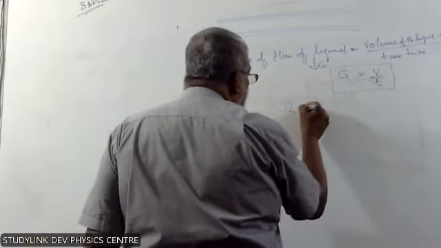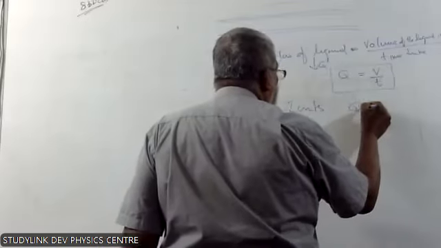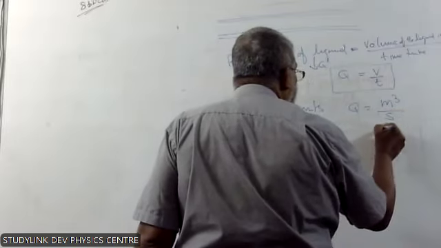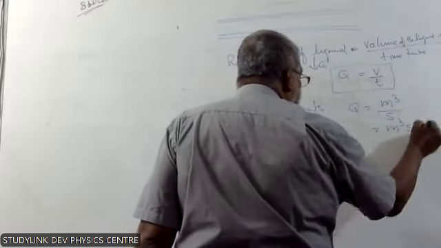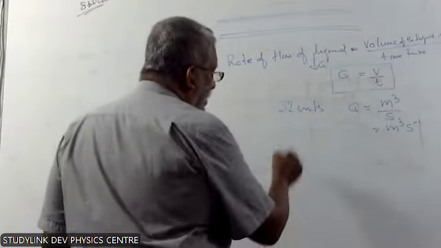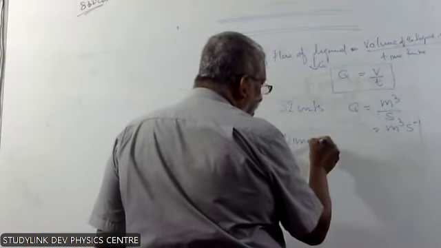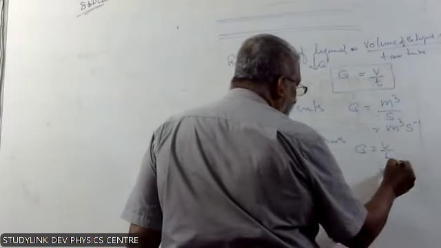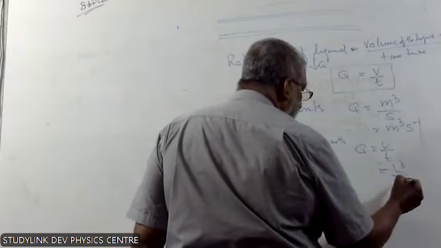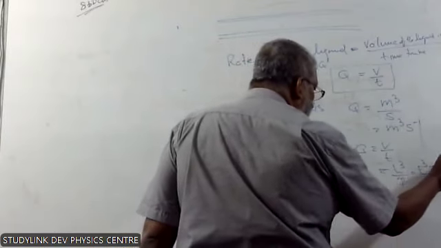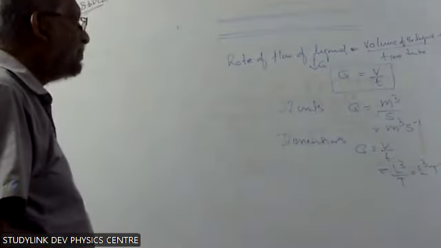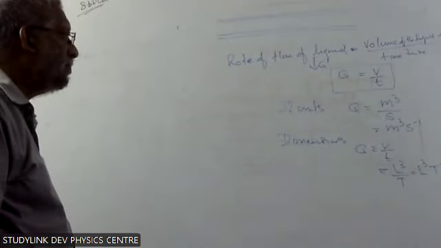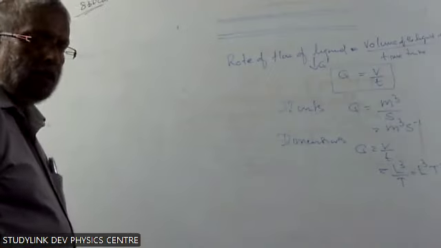SI units: Q equals cubic meters divided by second, cubic meters per second. Dimensions: Q equals V over T, which is L cubed divided by T, so L cubed T to the power minus 1.